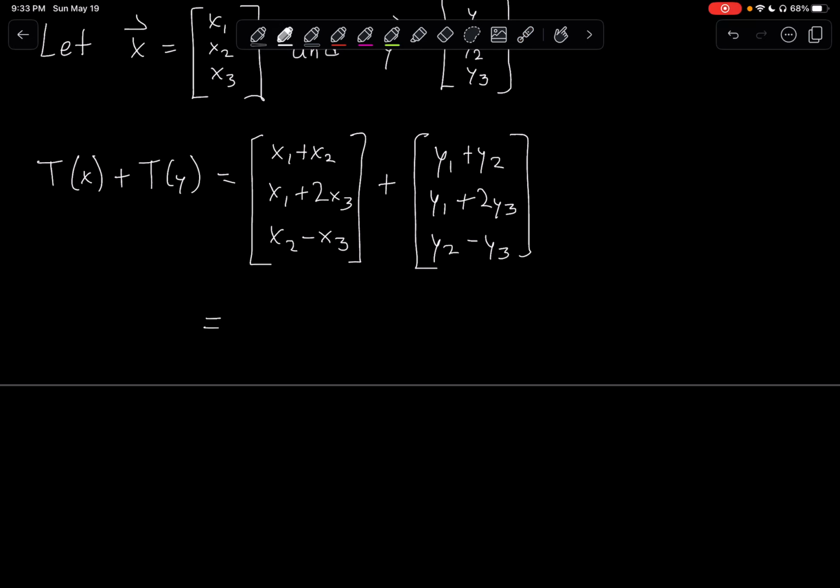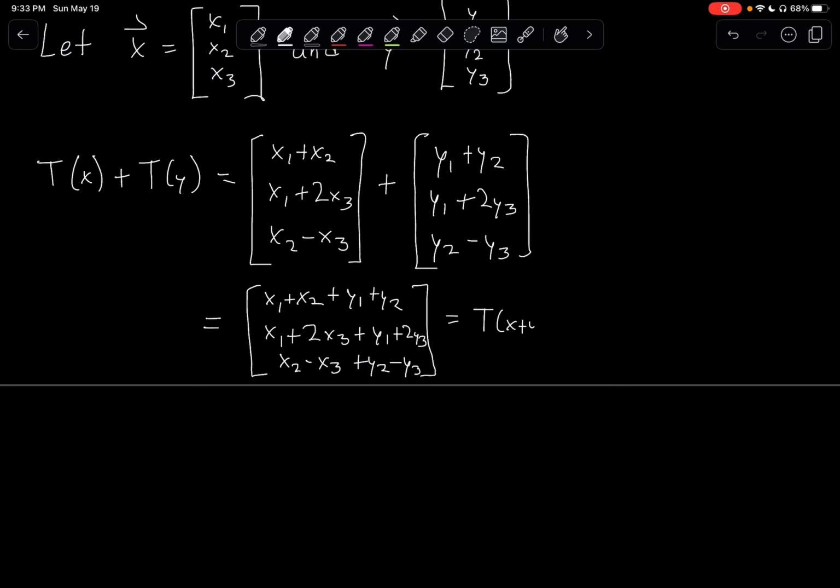If I add them, then what do I get? I get x1 plus x2 plus y1 plus y2, because we're just going to add components together. Adding the second row of components, so to speak, we get x1 plus 2x3 plus y1 plus 2y3, and then we get x2 minus x3, and then plus y2 minus y3. So in other words, we actually get T of x plus T of y.